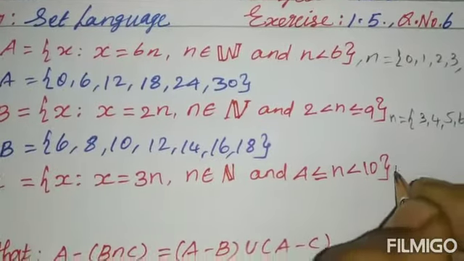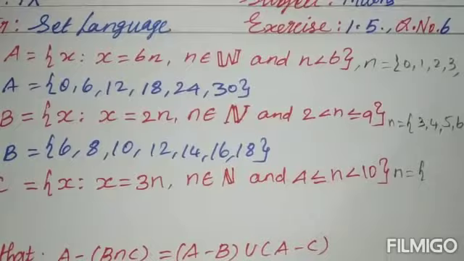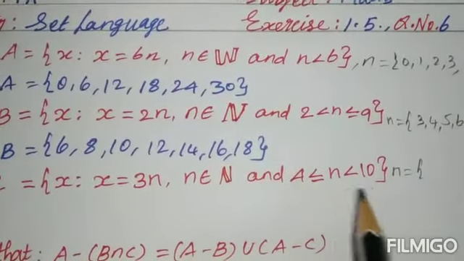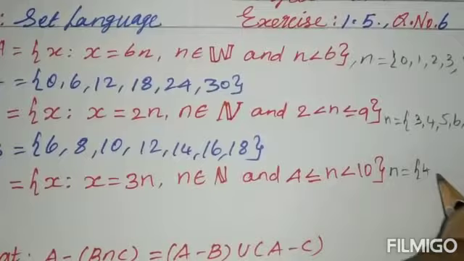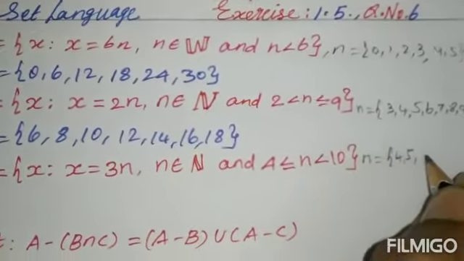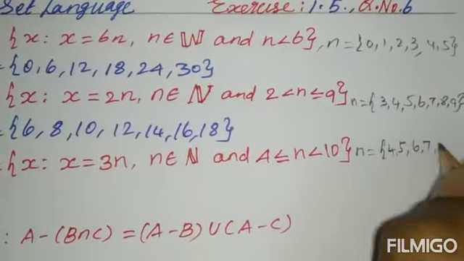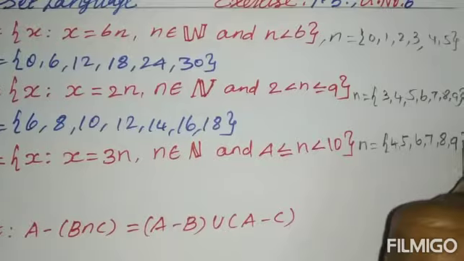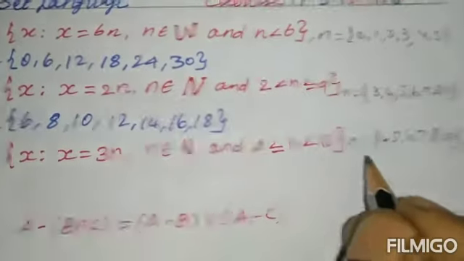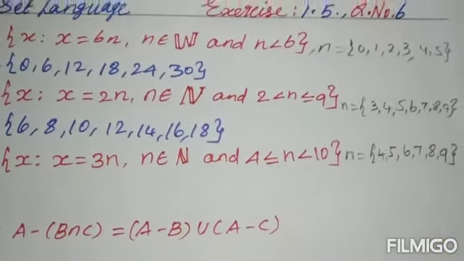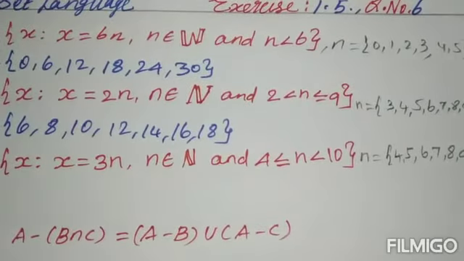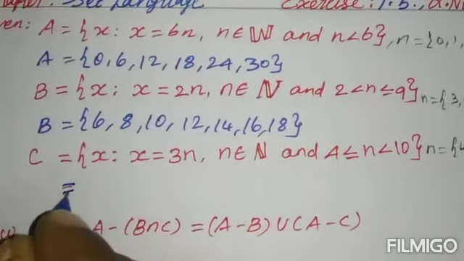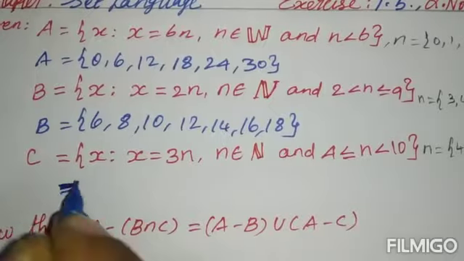You know already the natural numbers start from 1, 2, 3, etc. So here we need the n values from 4 to 9. So 4, 5, 6, 7, 8, 9. 10 will not come because here n is less than 10. So now we have to apply the values. So now we can list the elements of C.